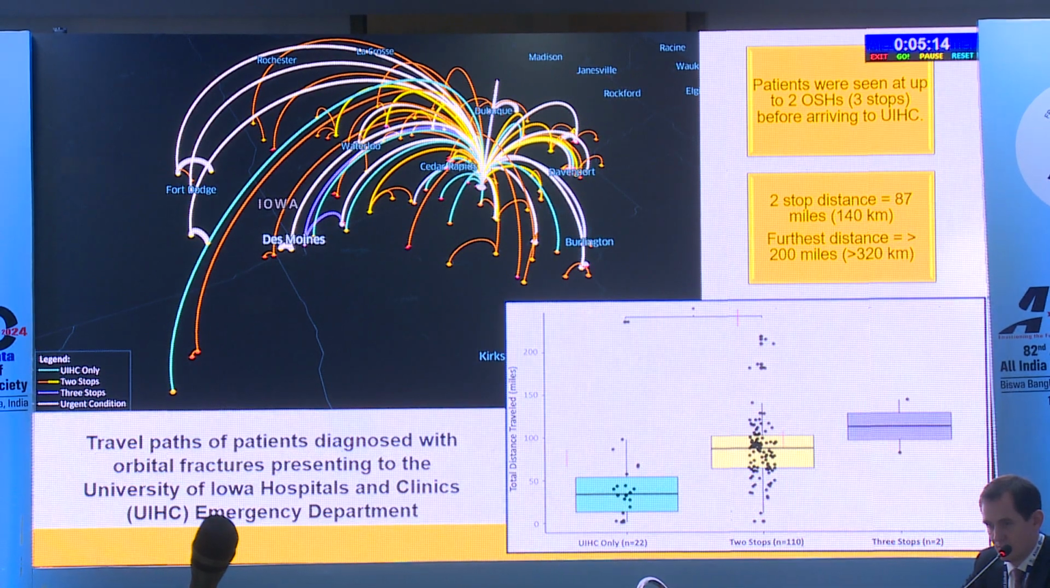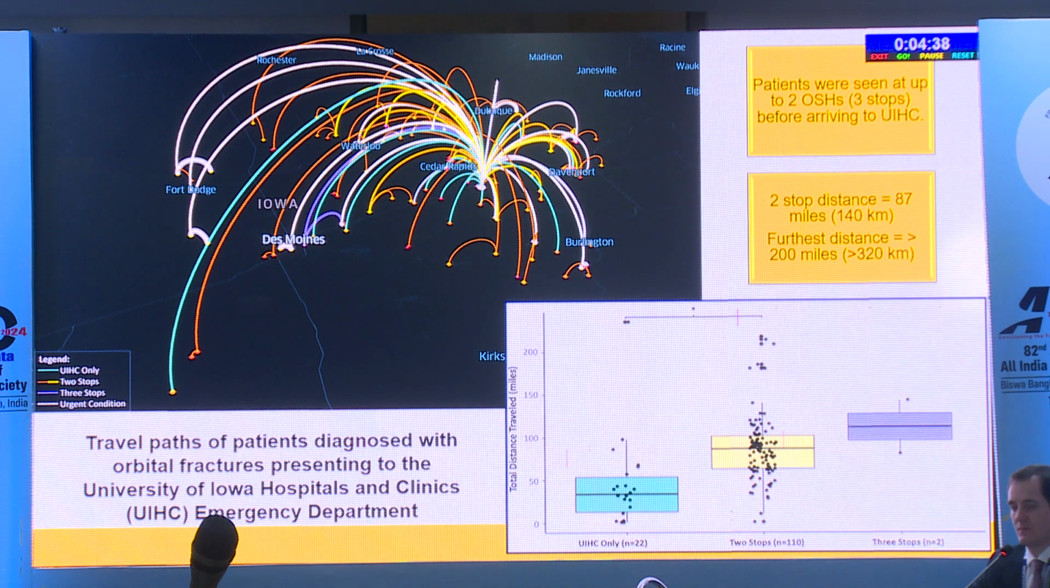And this is a picture of why we did this in the first place, right? University of Iowa sits in the middle of a really large landmass area. We get a lot of transfers in. You can see the little scatter plot there of where everybody came from. In general, almost everybody had at least 2 stops total, meaning they came from some other institution before they were transferred to us. On average, they traveled about 87 miles or 140 kilometers to get to us. Some patients traveled over 320 kilometers to get to us, which is a long way, and a lot of these patients don't necessarily have the means to afford that kind of transportation.